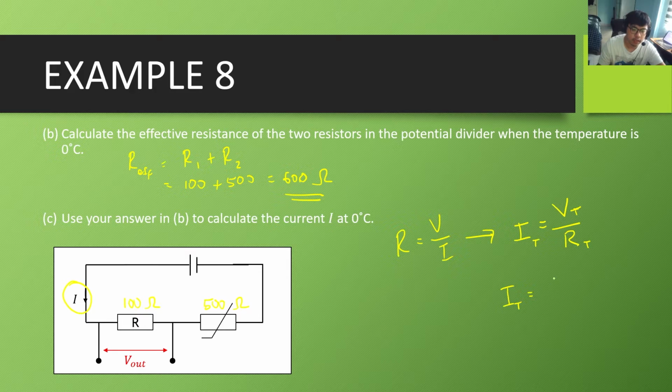So if you want to find the current, the total voltage or the total EMF is given to us, and it is 6. What is the total resistance? The total resistance is 600 ohm. This is what we calculated in B. So 6 over 600, that is 0.01 amps. And that is the answer.